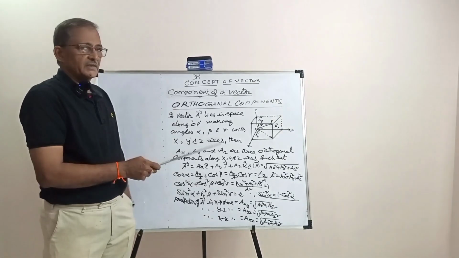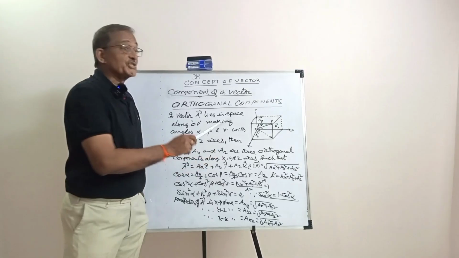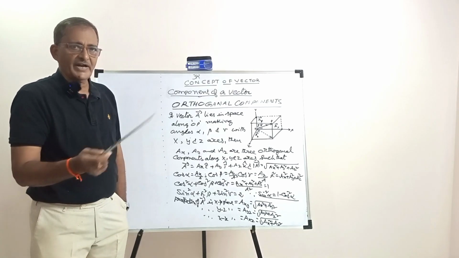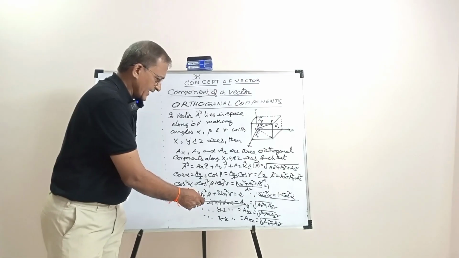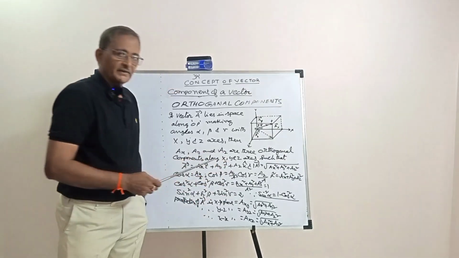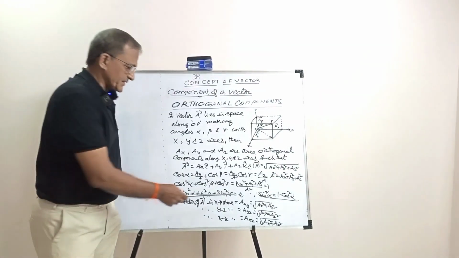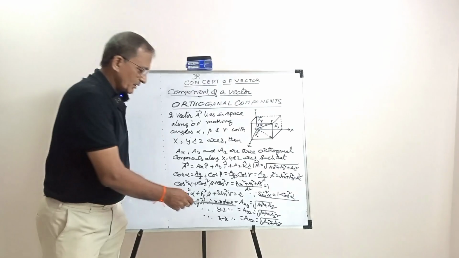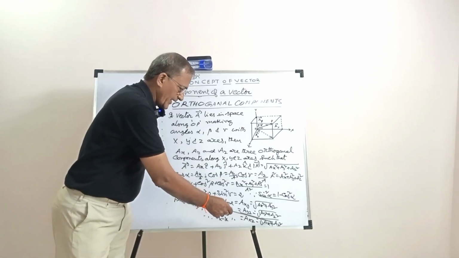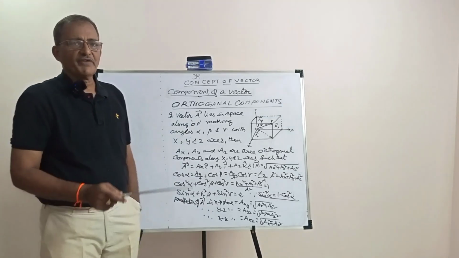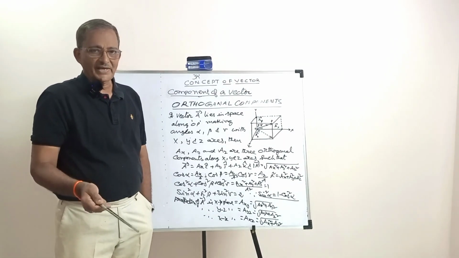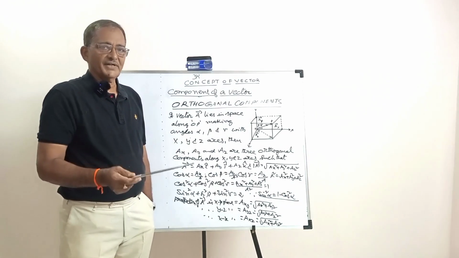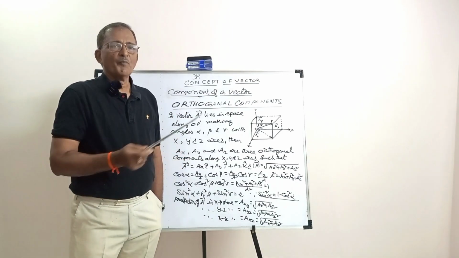And if you want the projection of this A bar in the xy plane, that means you are taking only two components, the x component and the y component. Then Axy is equal to root over Ax square plus Ay square. The projection of A bar in the yz plane is again root over Ay square plus Az square. And the projection of A bar along the xz plane is root over Ax square plus Az square. The projection of A bar along the x-axis is Ax, along the y-axis is Ay, and along the z-axis is Az. So this is all about the components of a vector.